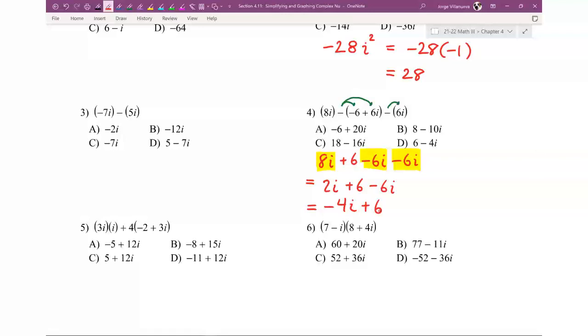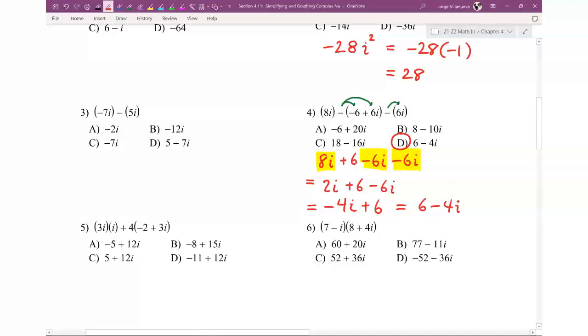So which one is the correct answer, A, B, C, or D? D, right? It doesn't look the same, but if you flip them, it's identical. So it's going to be D, because this is also the same as 6 minus 4i. It's the same thing. So, does this seem terribly difficult? It's kind of like simplifying expressions that you guys have done before, just that we're using imaginary numbers.